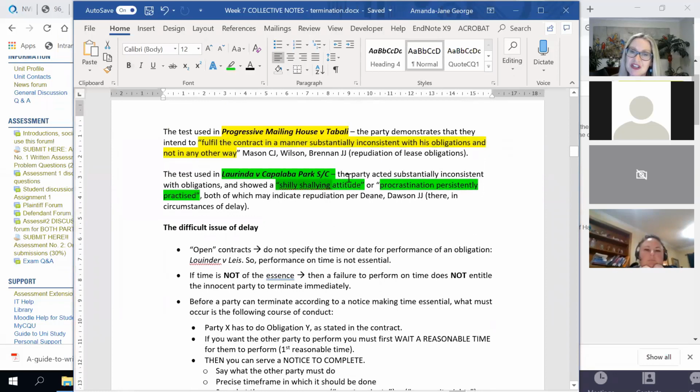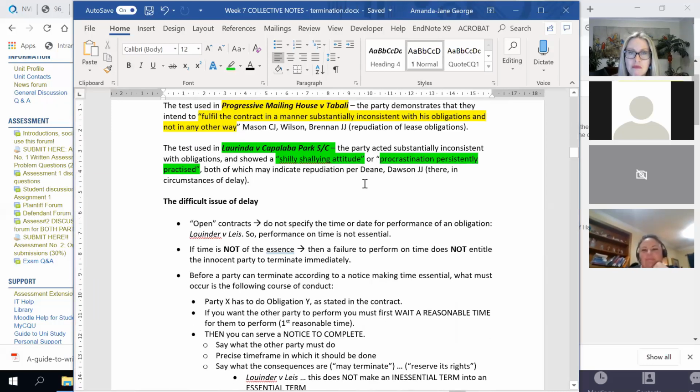If they show a shilly-shallying attitude, I love that. Or I love alliterations also. Procrastination persistently practiced. Say that underwater with a mouthful of marbles. Okay? So the kind of conduct that really, you know, flips the bird at you, so to speak, colloquially. I was clearly trying to wake up the courtroom there.